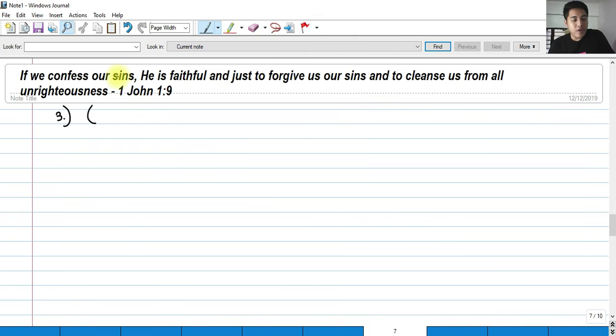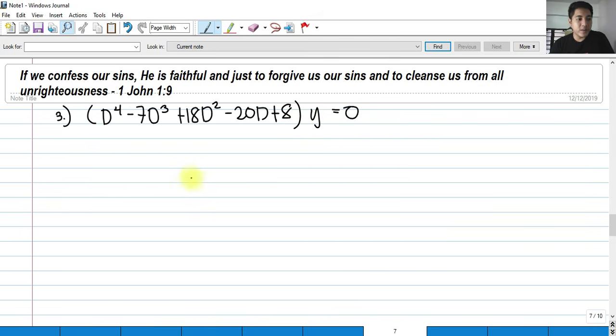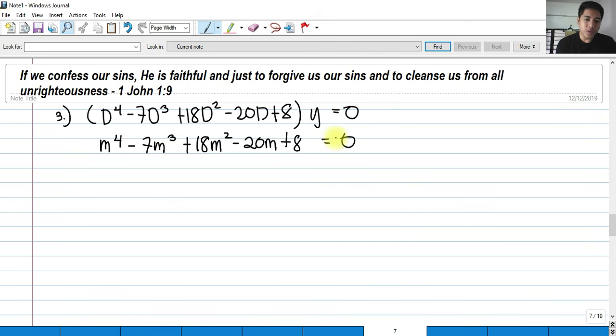For our next problem, we have d raised to 4 minus 7d cubed plus 18d squared minus 20d plus 8 multiplied by y equals 0. So this is a differential operator, and then we're going to convert this into auxiliary equation. So we have m raised to 4 minus 7m cubed plus 18m squared minus 20m plus 8 equals 0. So what are we going to do? We are going to find the roots, okay?